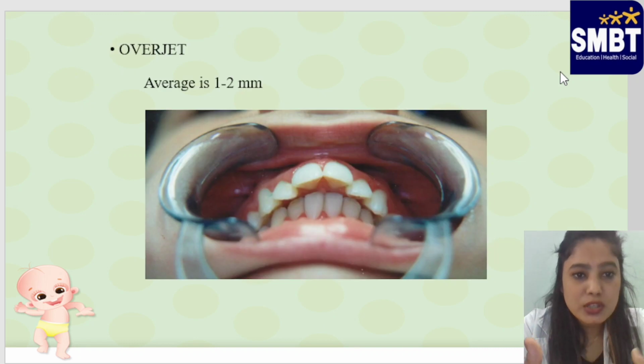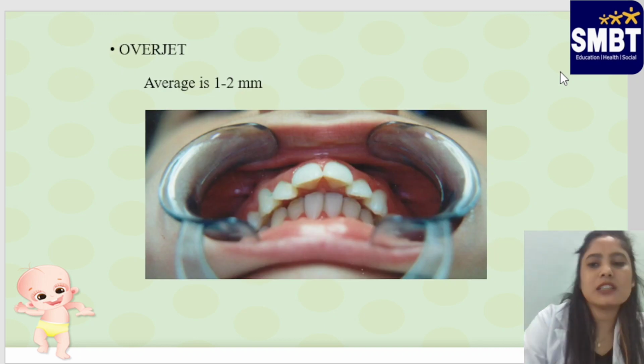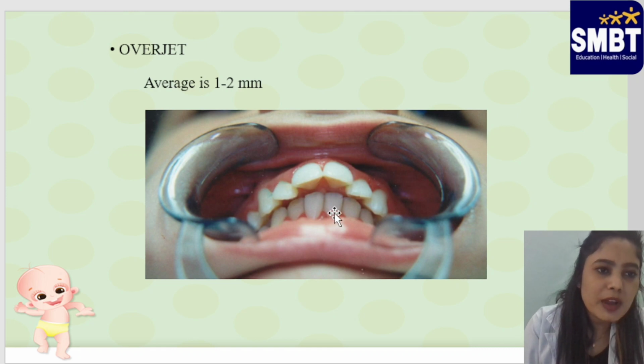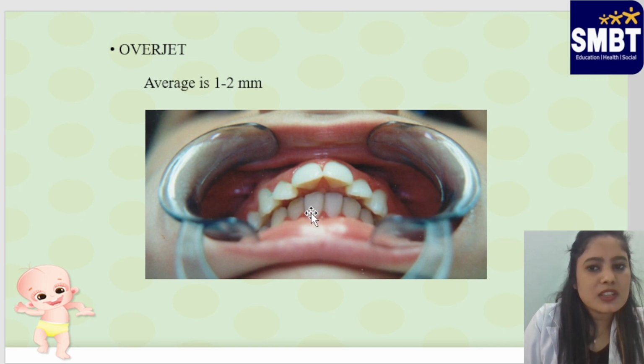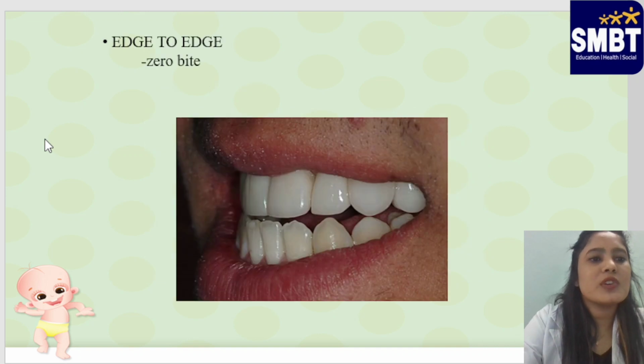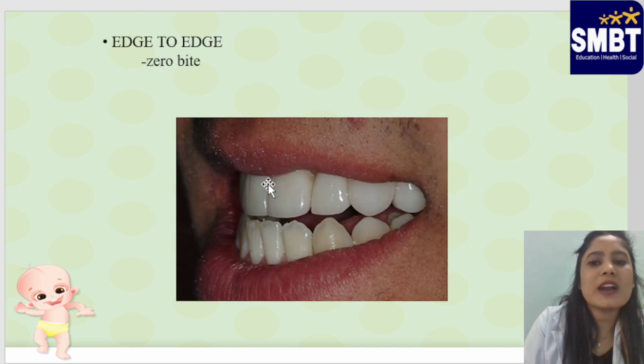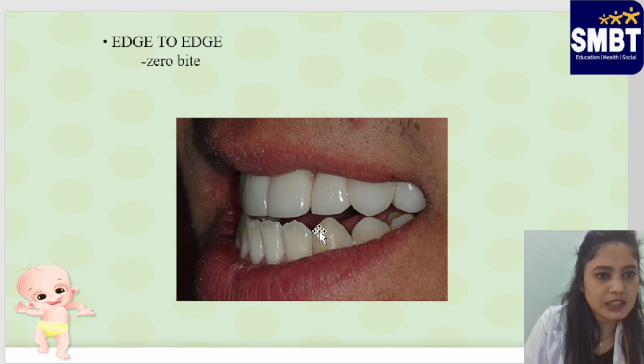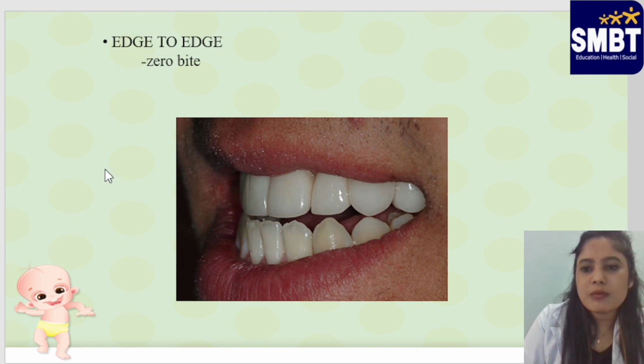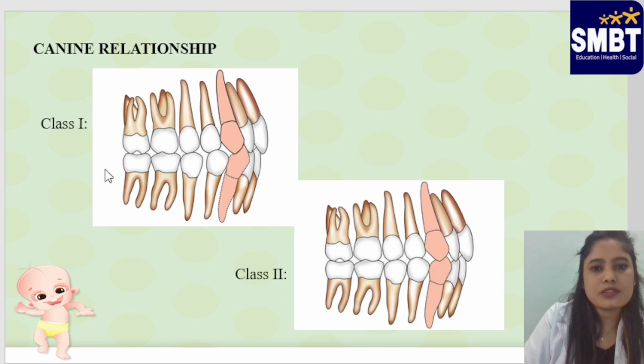Overjet is nothing but the horizontal relationship between the maxillary anterior teeth and mandibular anterior teeth. This is the horizontal distance between the palatal surface of the maxillary anteriors and the labial surface of the mandibular anteriors, which is also 1 to 2 mm. Head-to-head bite is when the incisal edges of the maxillary anterior and mandibular anterior teeth are in the same plane, or it is known as zero bite. So this was all about the anterior teeth relationship.